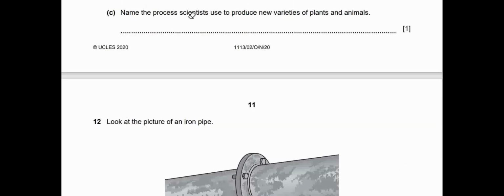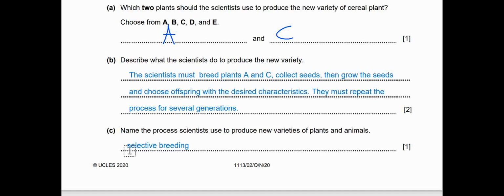Question C. Name the process scientists use to produce new varieties of plants and animals. Well, this method is called selective breeding. So the farmer selects plants A and plants C with the desired characteristic and breeds them so they produce seeds, and the seeds produce offspring, and they select the offspring with the desired characteristic, and they repeat the process for several generations until they get the characteristic they want. This is called selective breeding.